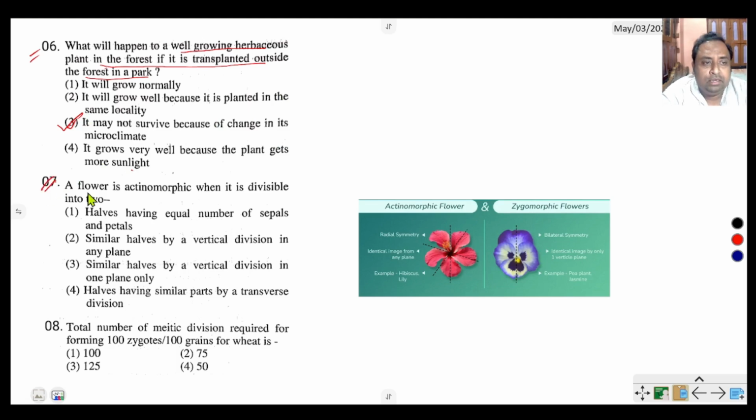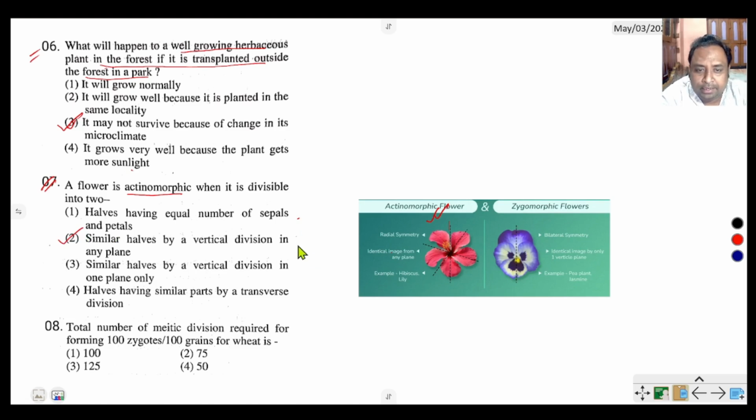Question number 7. A flower is actinomorphic when it is divisible into two halves having equal number of sepals and petals. Similar halves by vertical division in any plane. Similar halves by vertical division in one plane only. Halves having similar part by transverse division. So here you can see, in case of an actinomorphic flower, when the flower is cut in transverse division, we get two equal halves in any plane. So the correct option is option number 2.